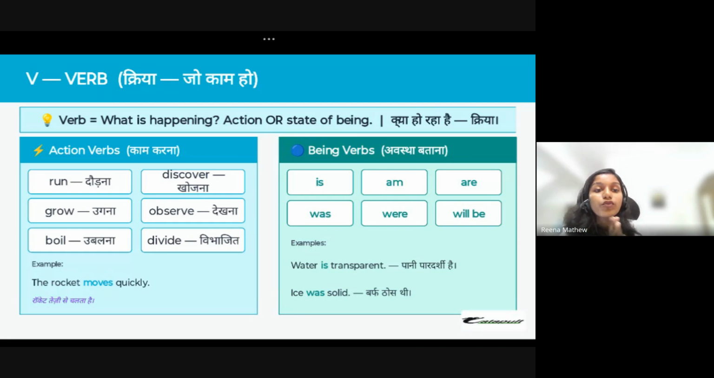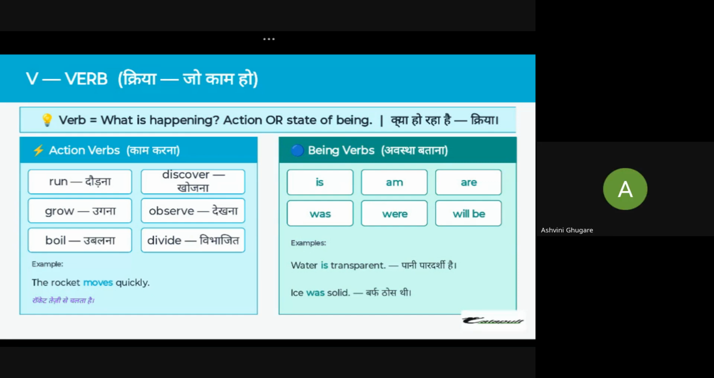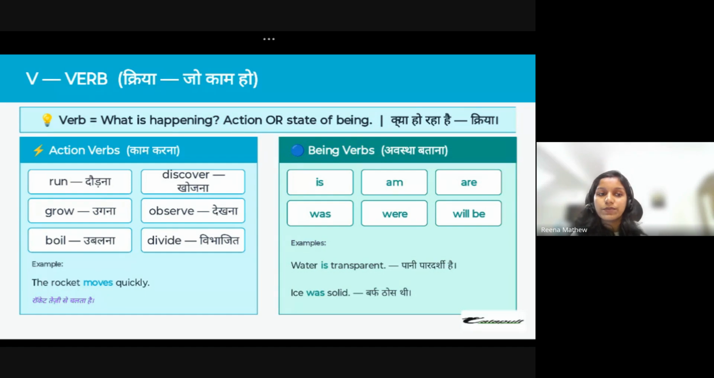Okay. So verb is what is happening. क्या हो रहा है? So when I say the rocket moves quickly, उधर verb क्या है? It's highlighted already. Moves is the verb. Now type in the chat box. Okay. Moves is the verb.